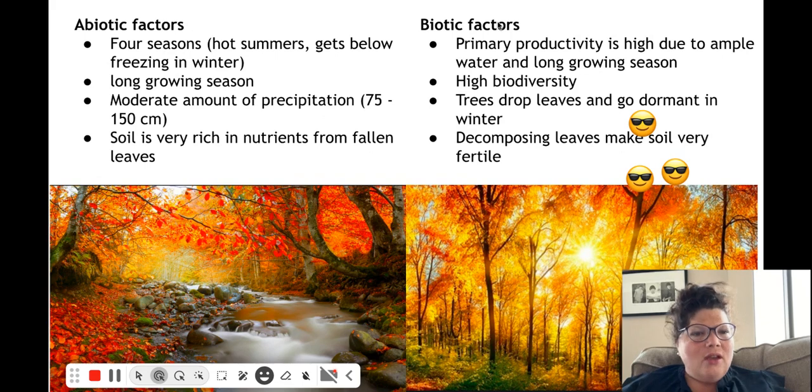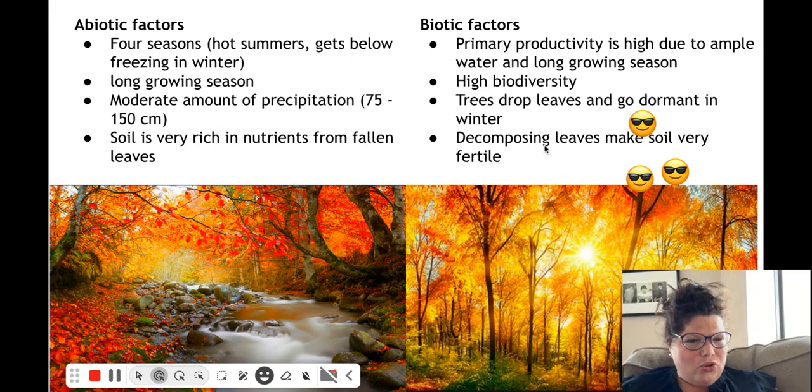Biotic factors. Our primary productivity, our NPP and our GPP are going to be very, very high because of this long growing season. Massive biodiversity, and our trees are going to drop their leaves, go dormant. Y'all know that, and because of that, this decomposing makes the soil so fertile.